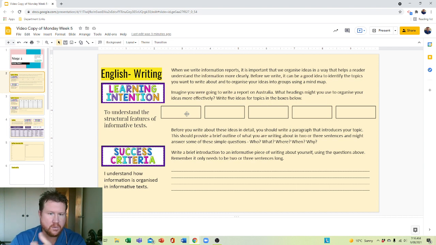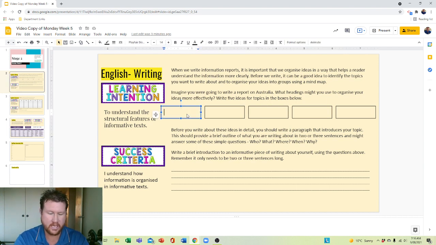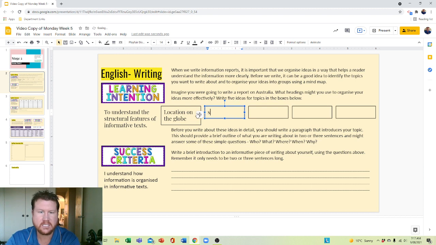So I would say for Australia, it'd be location on the globe. Is it Southern Hemisphere, Northern Hemisphere? Oh, that's right. Southern Hemisphere, Northern Hemisphere, size, population, things like that. Those type of headings, I would imagine.